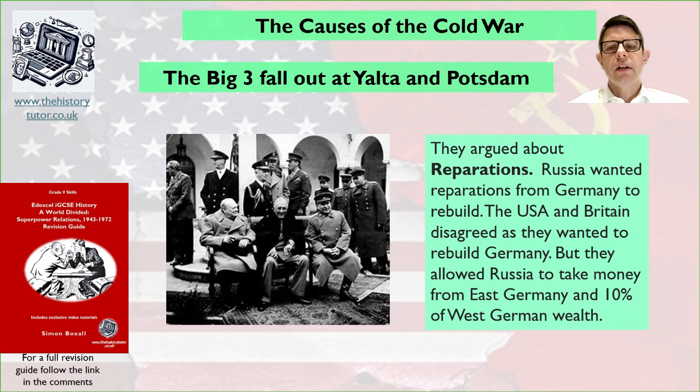One of their arguments was about reparations. Russia wanted reparations from Germany to help rebuild. USA and Britain disagreed. They wanted to rebuild Germany after the war. They didn't want to repeat the mistakes of the First World War and the Treaty of Versailles. But they allowed Russia to take money from East Germany, and they allowed them to take 10% of money from West Germany as well. West Germany being the area that the Allies, i.e. the French, British and Americans, were looking after and rebuilding.